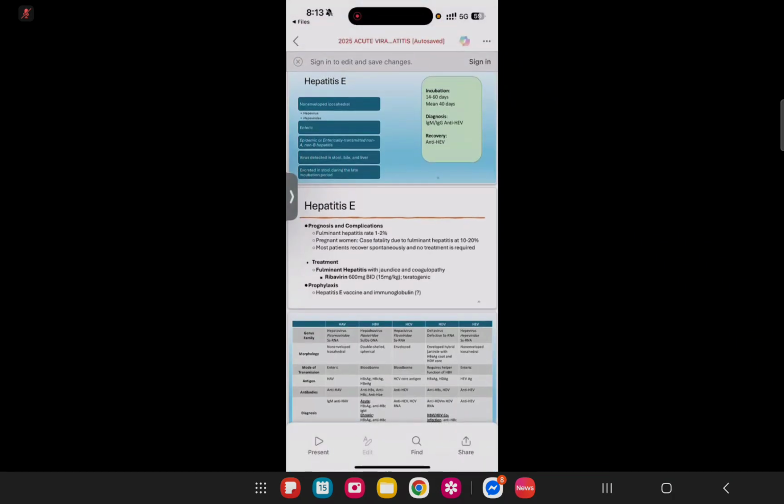Again, the typical route of transmission is fecal-oral through contaminated food and water. The diagnosis of hepatitis E is made by detecting the IgM and the IgG antibodies, or the hepatitis E RNA in the serum or stool. The presence of the IgM indicates a recent or acute infection, while IgG denotes past exposure or recovery already.